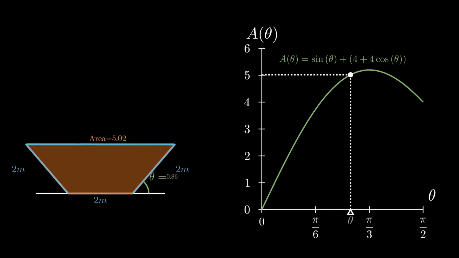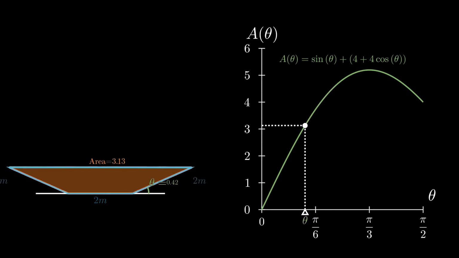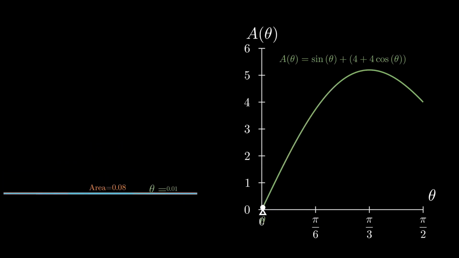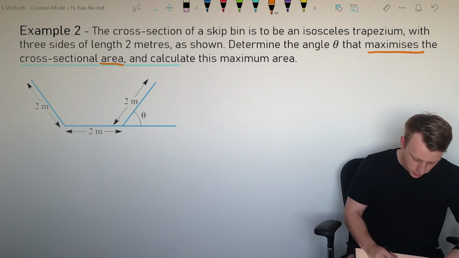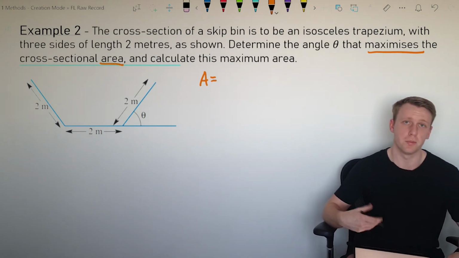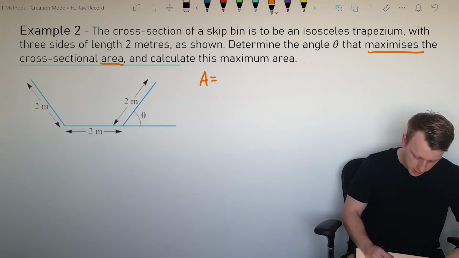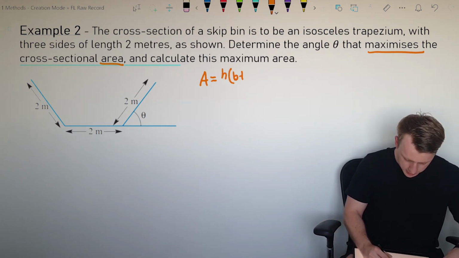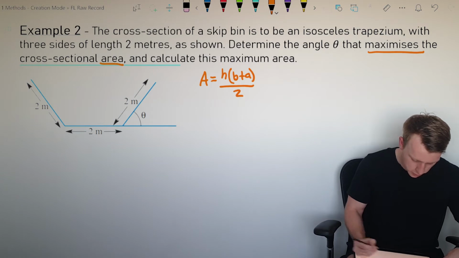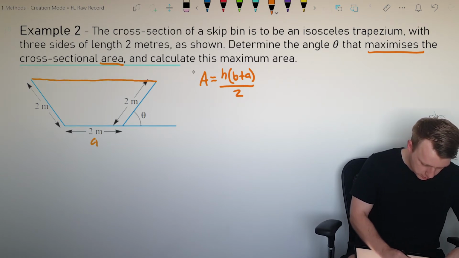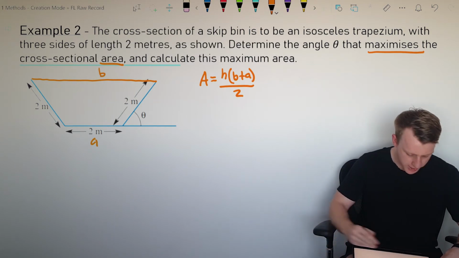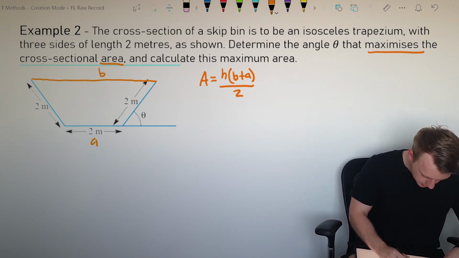Now I need to construct some equations and identify what I'm trying to maximize or minimize or optimize. I'm asked to maximize the area. So I note that the area of a trapezium, this you're just going to have to know, is h outside of b plus a over 2, where a is your base, b is your top, or other way around, doesn't really matter, and the height is from top to bottom, the perpendicular height.